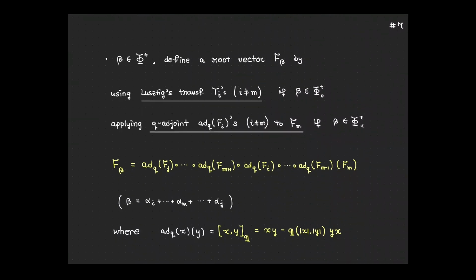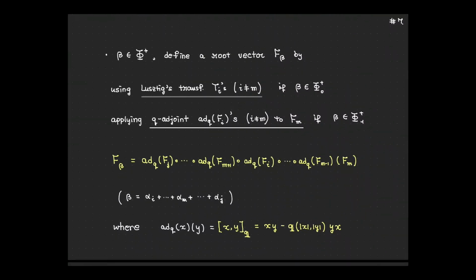Okay. So our root vectors are defined in the following way. Here, when the root is a positive even root, which are located in the blue triangular part, then we define, as in the usual case, we use the Lusztig transformation to define the root vector.